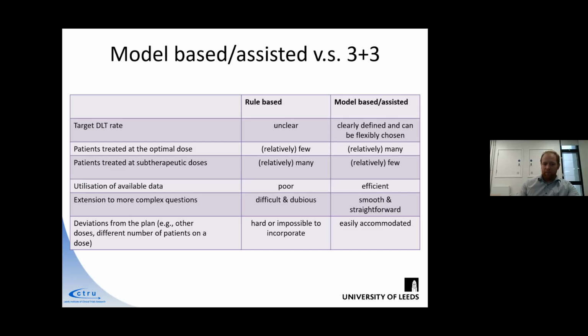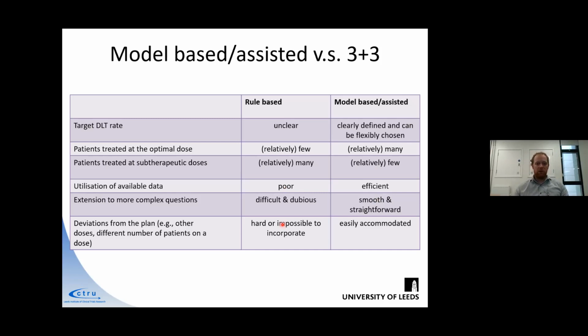So one of the main benefits of model-assisted designs is the deviations from the plan. What can happen is that for whatever reason, we're at the SRC meeting, and we've only got information for 5 patients, for example. In the model-assisted and the model-based designs, we can easily compute a decision for the next group of patients, whereas in the rule-based, there's no real rule.